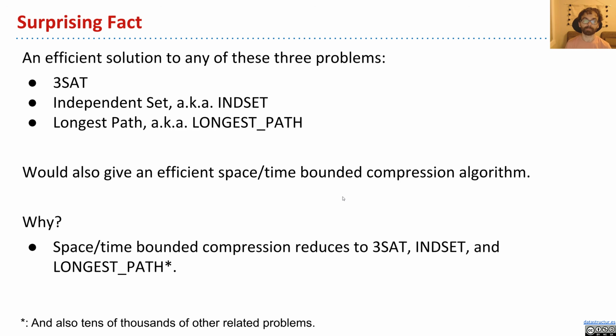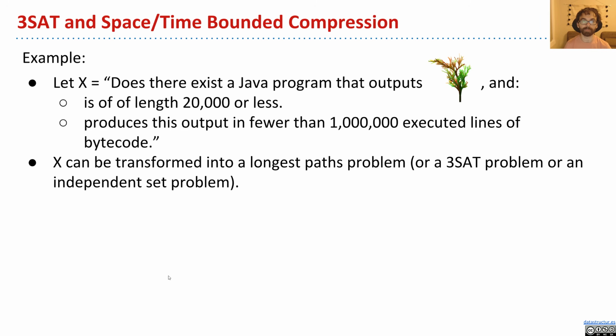So why is that? Well, it's because space-time bounded compression reduces to 3SAT, to independent set, and to longest path. And by reduce here, I mean the notion that we talked about in an earlier lecture, and which I'll show you graphically in a moment. Now, not only does it reduce to these three problems, but it actually reduces to tens of thousands, at least, of other related problems. So let me give you an example of what exactly I mean here.